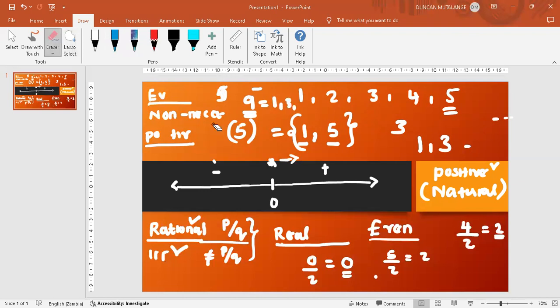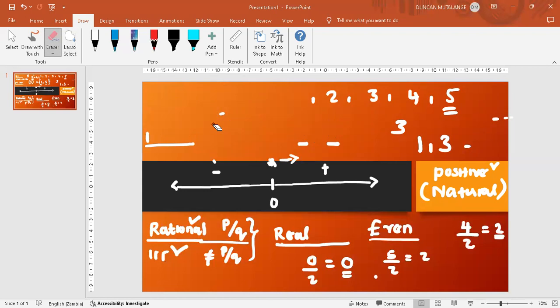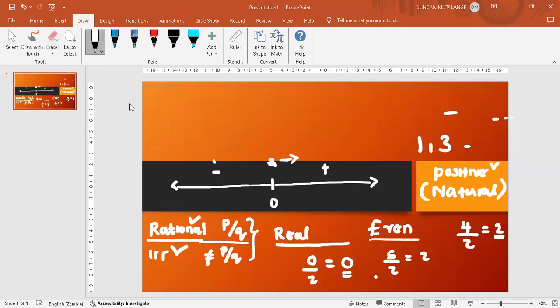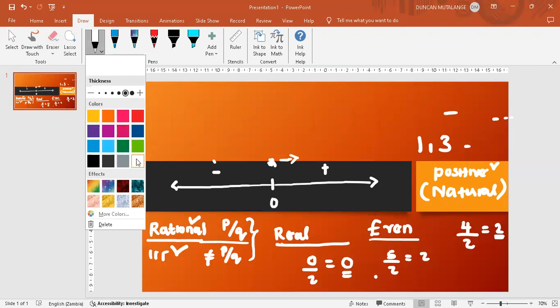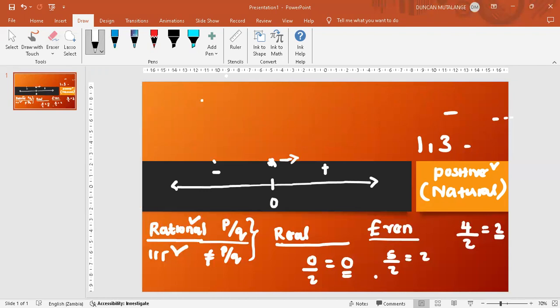Now, the last question I'm going to ask you is, is 1 a prime number or not? Let's look at the factors of 1. How many numbers can go into 1? It's only 1, isn't it? So how many factors are these? It's only 1.